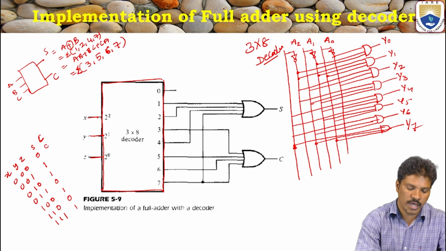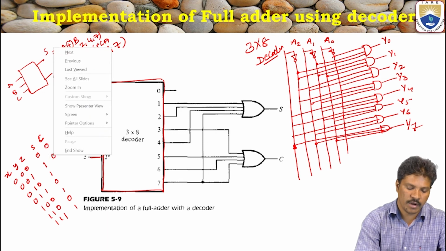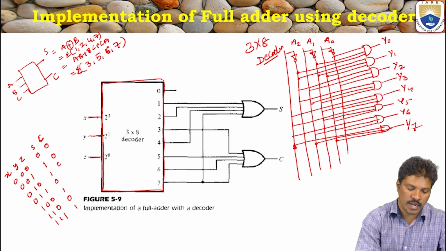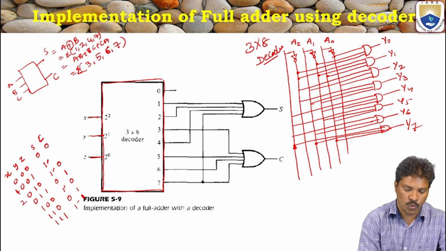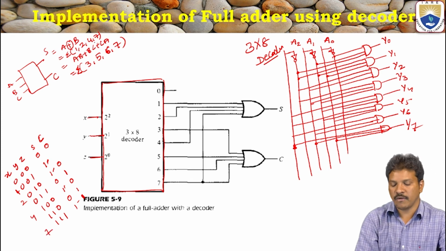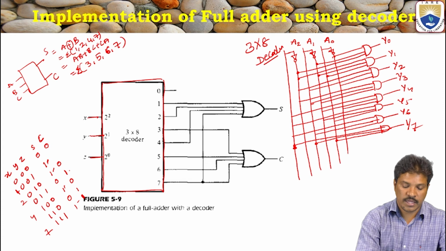So 000 means no carry required. 001, no carry required. 010, no carry required. 011, carry is required. 100, no carry. 101, carry required. And 111, you will get carry. So where are the logic ones here? Its corresponding combinations are 1, 2, 4, 7 for sum. That is what I am writing. Like 3, 5 for carry.